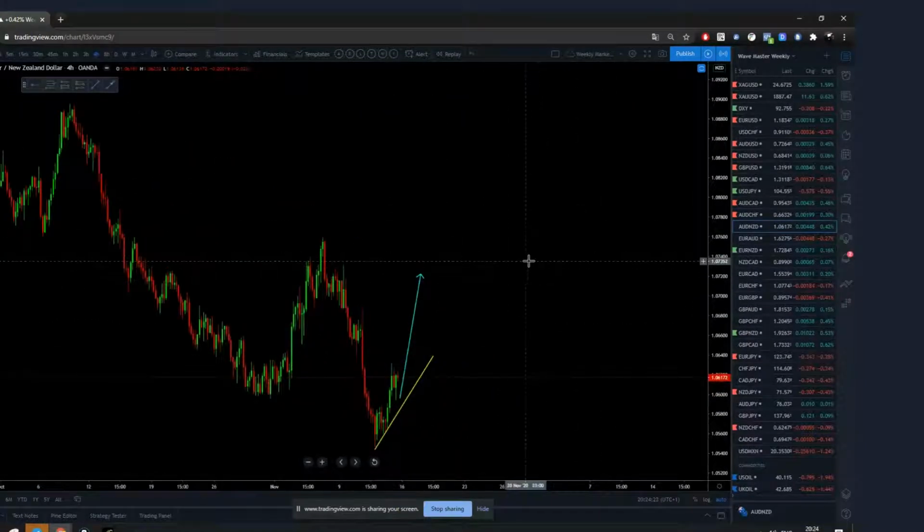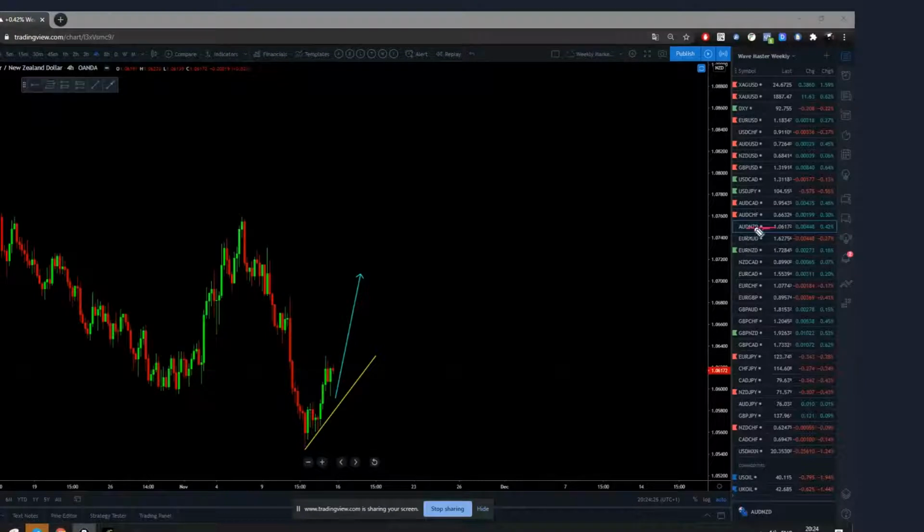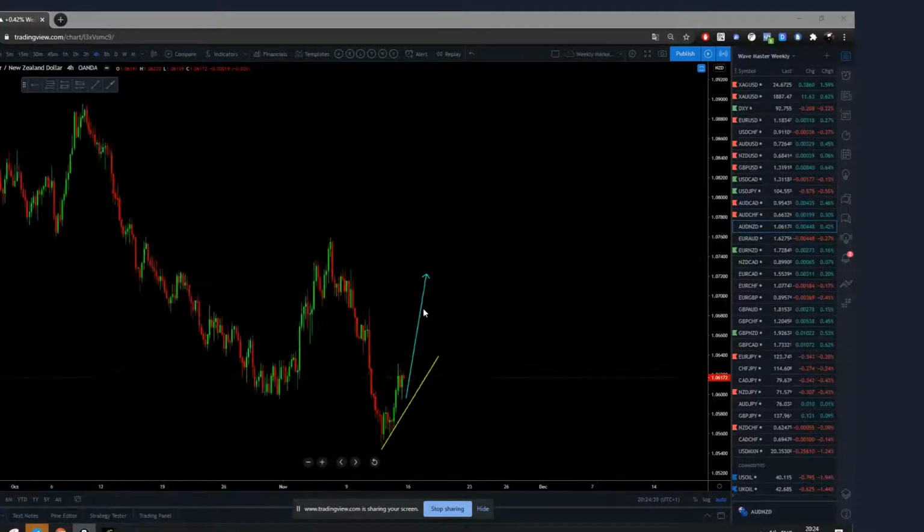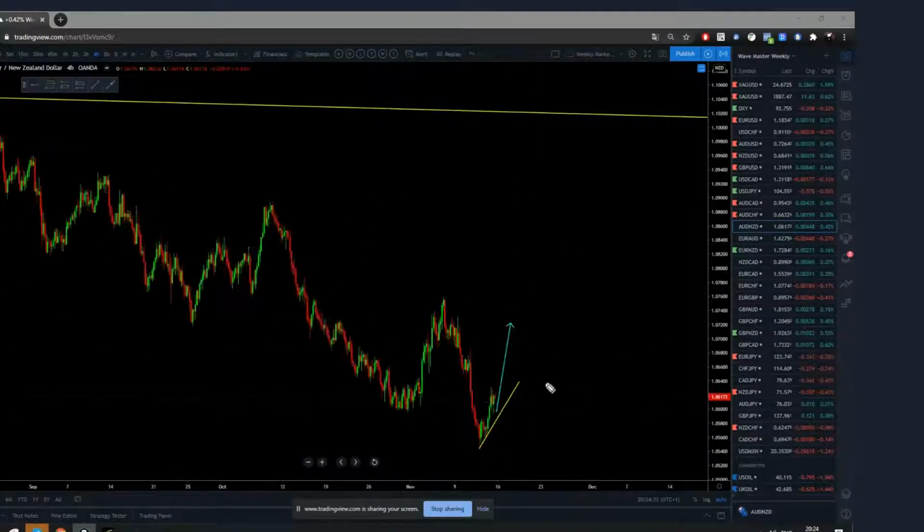But Aussie New Zealand, there will be a strong reaction on the New Zealand. So I would rather stay away from the Aussie New Zealand. I don't like it at the moment where it is. It's in a really tricky spot, and Aussie is showing me more to the downside.